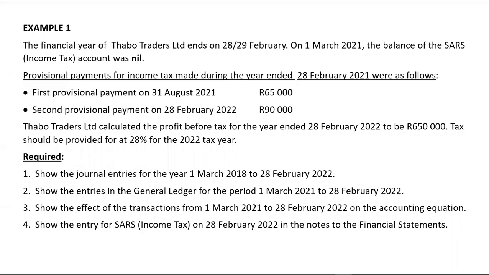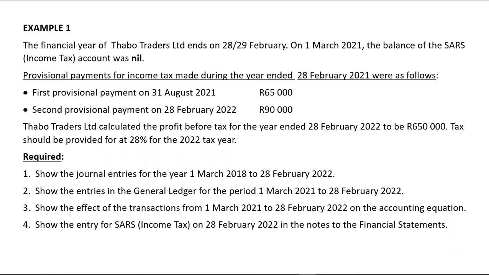Now let us look at example one. It says that the financial year of Turbo Traders Limited ends on the 28th or 29th of February. On 1 March 2021, the balance of the SARS income tax account was nil. So there was nothing being owed. We were not owing SARS and SARS was not owing us.